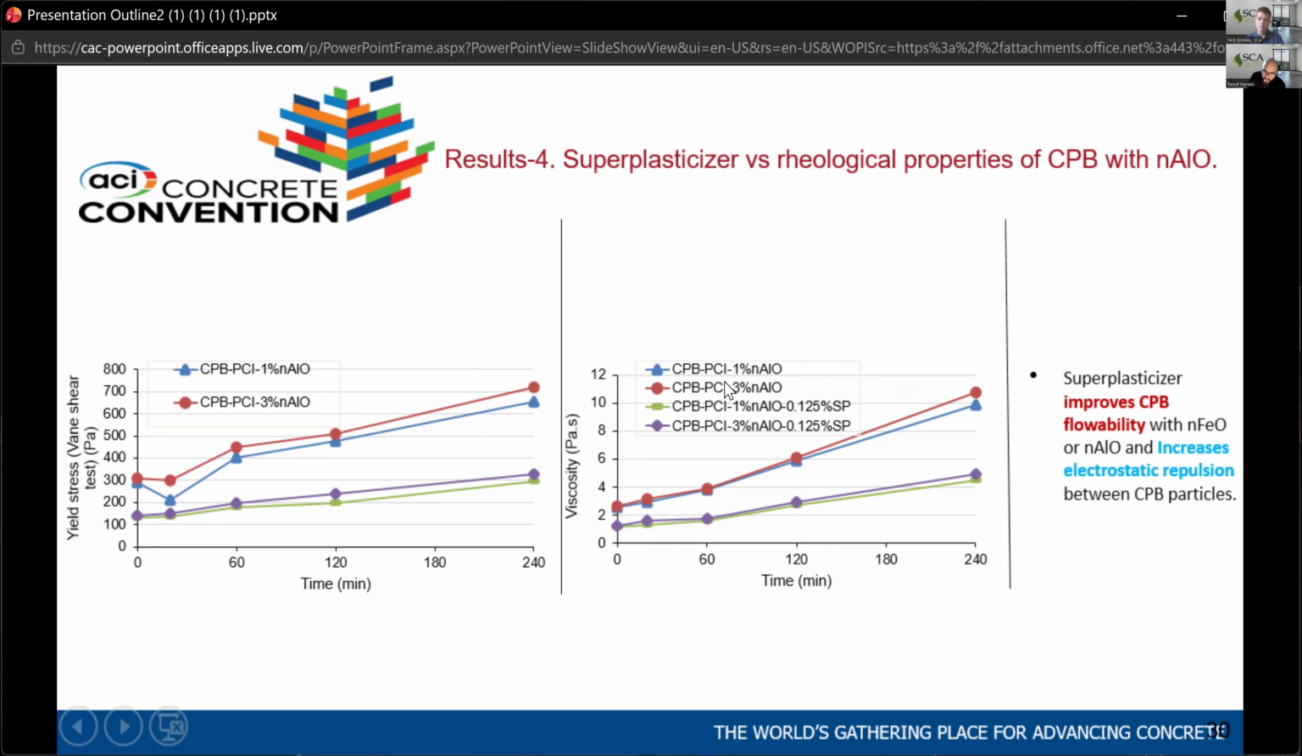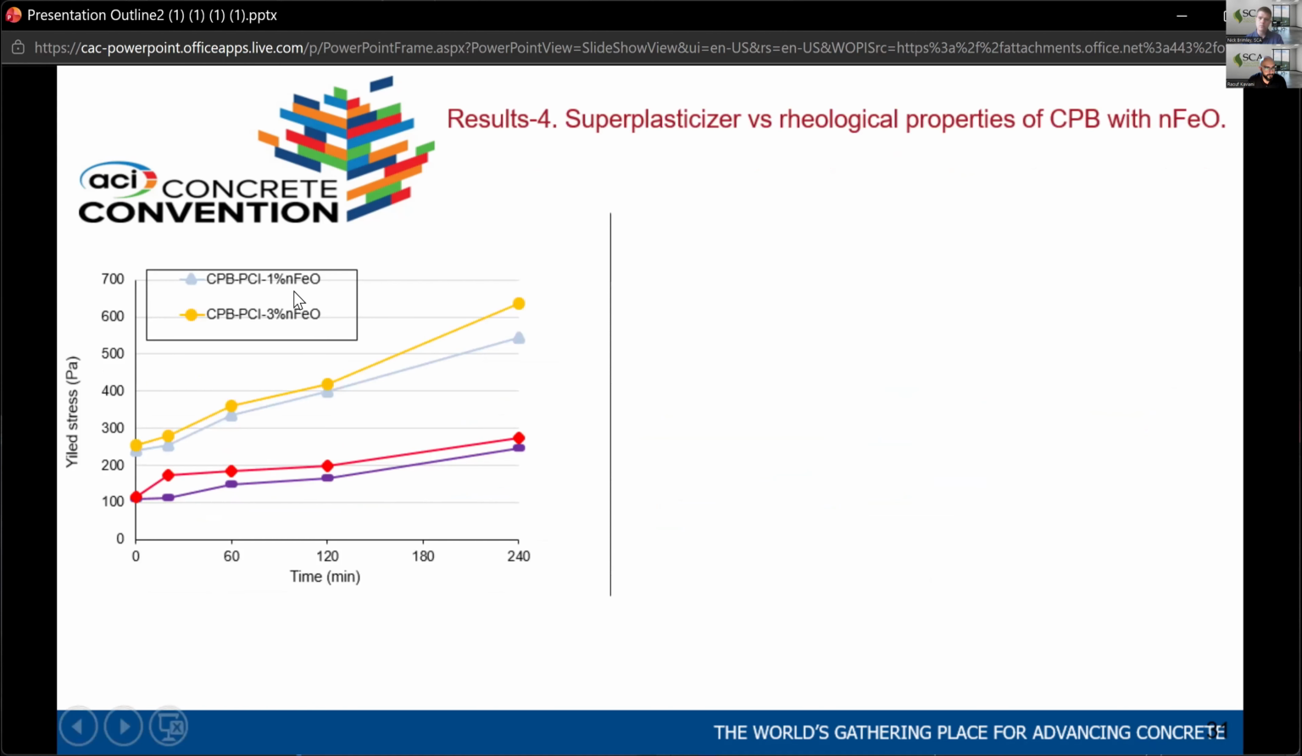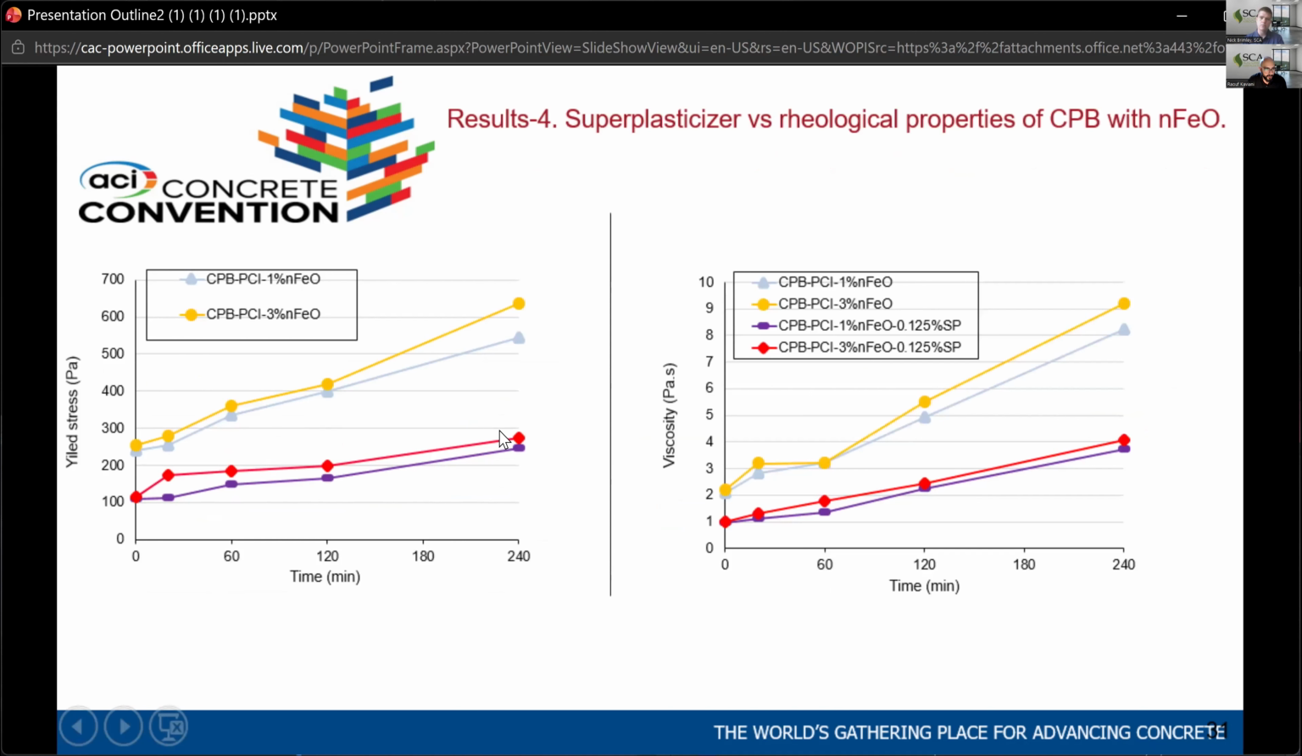You see only 3% of aluminum oxide, you have more viscosity. But when you add superplasticizer to the 3%, which is the purple one, it's much slower. And then these are the same result for iron oxide, same thing. When you add superplasticizer to 3%, which is the red one, both viscosity and yield stress decrease.